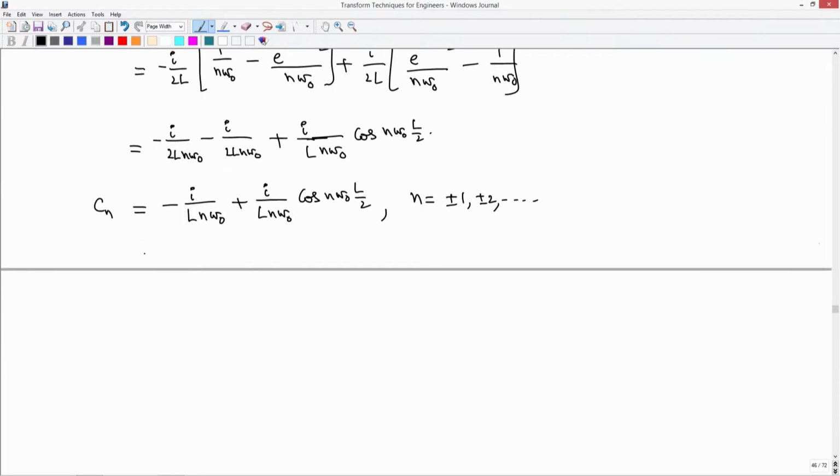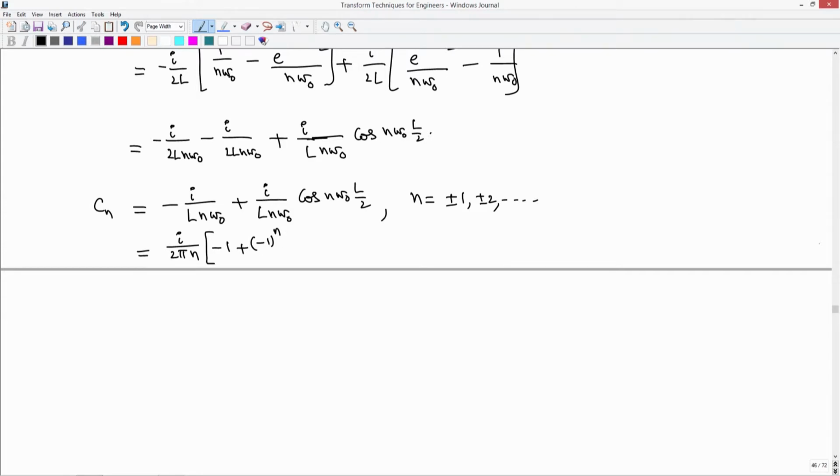Okay. So, finally, this is actually equal to i by, so omega naught is 2 pi by L, so L omega naught is 2 pi n, and you have a minus 1 plus cos 2 pi n, and cos 2 n pi is minus 1 power n.